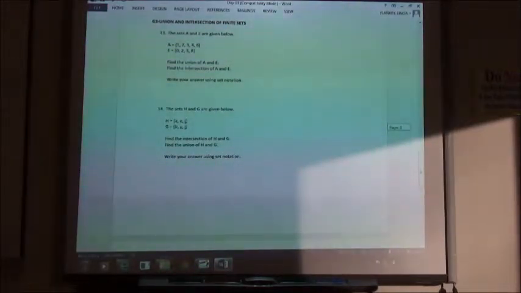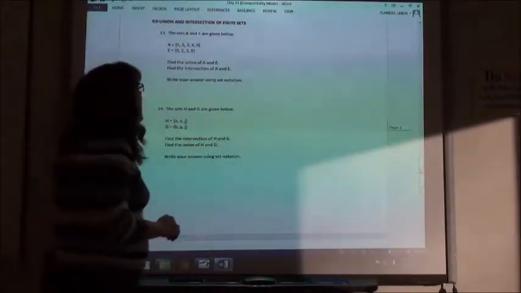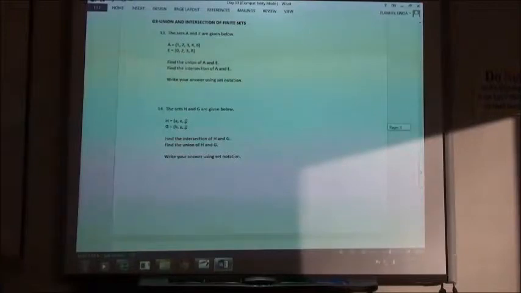A is the set 1, 2, 3, 4, 6. E is the set 0, 2, 3, 8. Find the union of A and E, find the intersection of A and E. Union, you're going to join the two sets together. So when you do the union, you're going to have one big long set. If something repeats, you only need it in your set once.